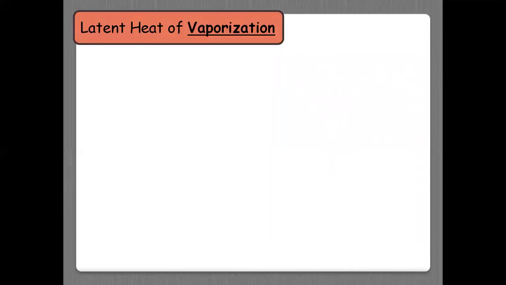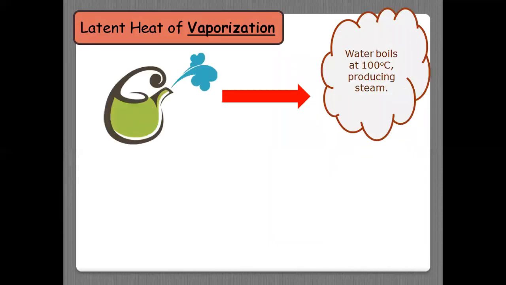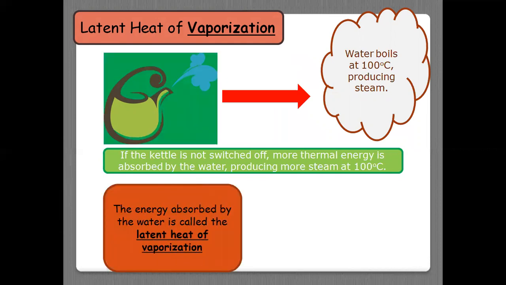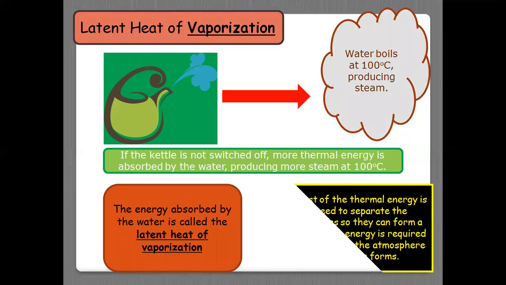Now the second one is latent heat of vaporization. As you see here, water boils at 100 Celsius, producing steam. Now, if the kettle is not switched off, more thermal energy is absorbed by the water, producing more steam at 100 Celsius. The energy absorbed by the water is called latent heat of vaporization.